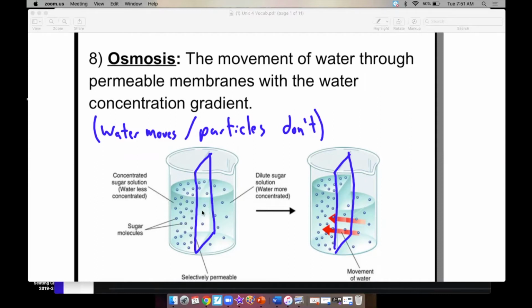Sugar molecules are too big to get through. So plan B, osmosis. The water will go over to the other side. If the particles can't go from left to right, the water will go from right to left, increasing the water levels on this side and allowing the particles to spread out. Right? So again, that's plan B. The particles want to go to the left, but they can't, so the water goes to the right, so the particles can spread out up and down. That's osmosis.